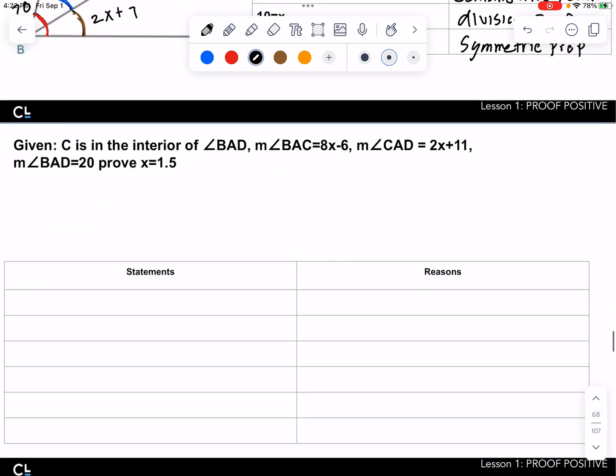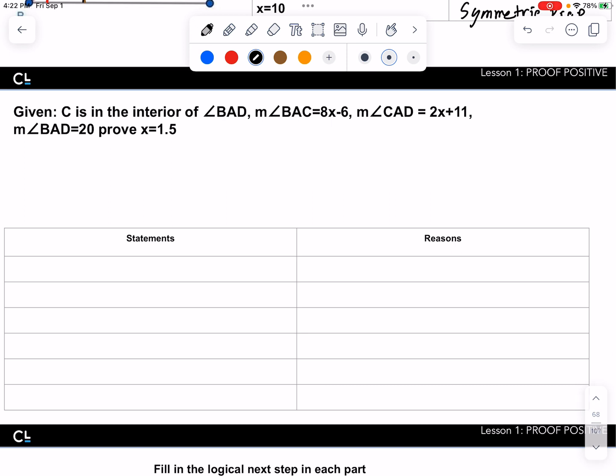Okay. Now in this one, I do not give you the picture, and I don't give you any statements and reasons. So whenever I don't give you the picture, it's best to draw them. So it's saying we have an angle BAD. So let me draw an angle here. BAD. Okay, this is BAD.